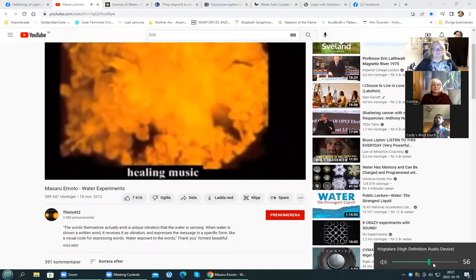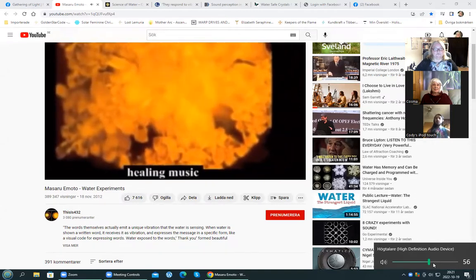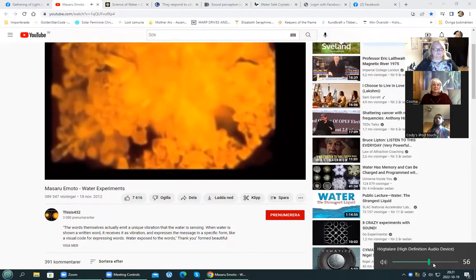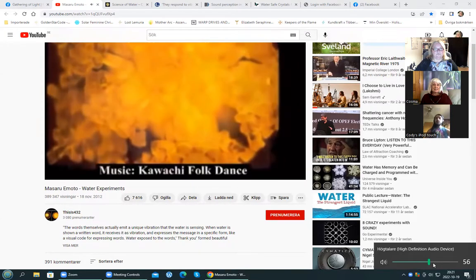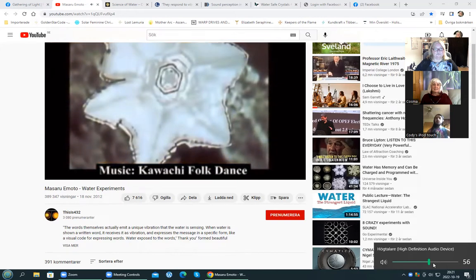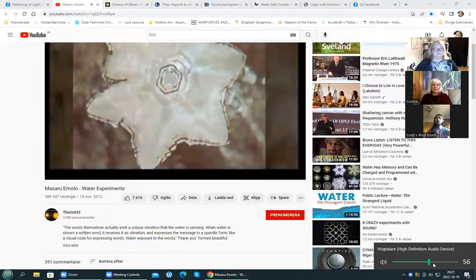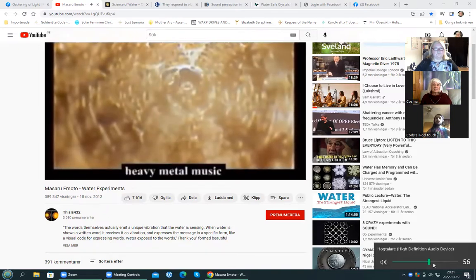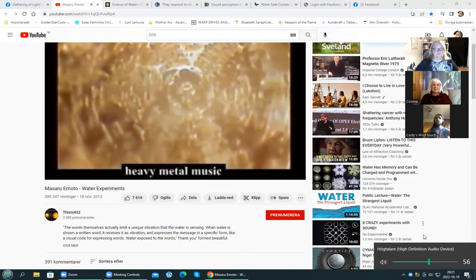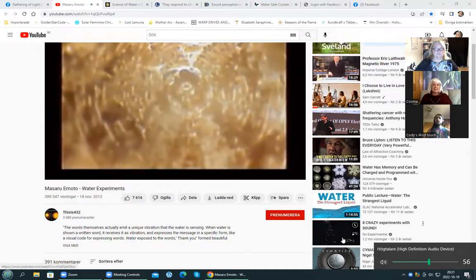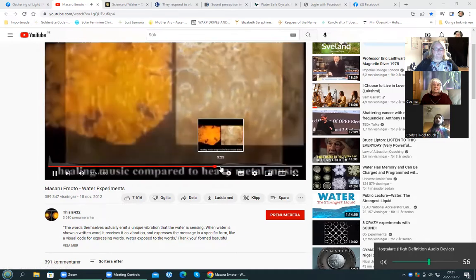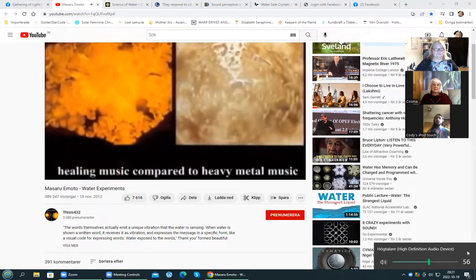This next photo is water being exposed to music that was designed for healing. This photo is of water being exposed to the Kawachi folk dance. This photo shows the effect of heavy metal music on the water. Here now we can compare the effects of healing versus heavy metal music and what happens to the water molecules.